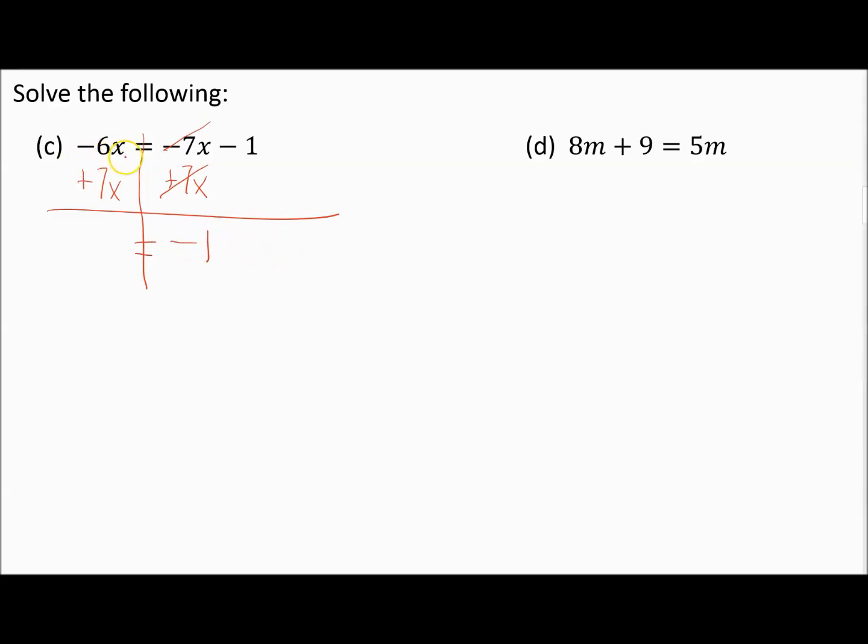Now negative 6x plus 7x is going to be 1x, or another way to say that is just x equals negative 1. There's no more solving to do since that's already x isolated.